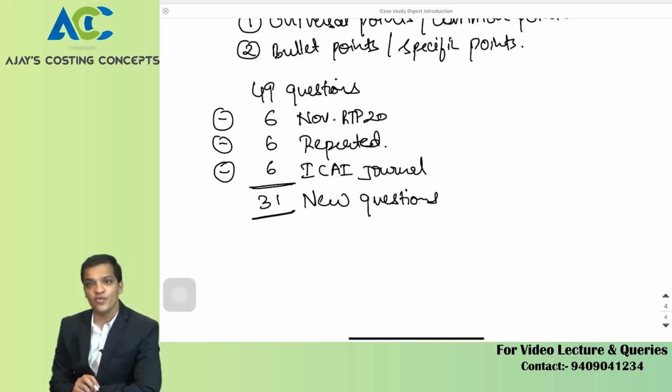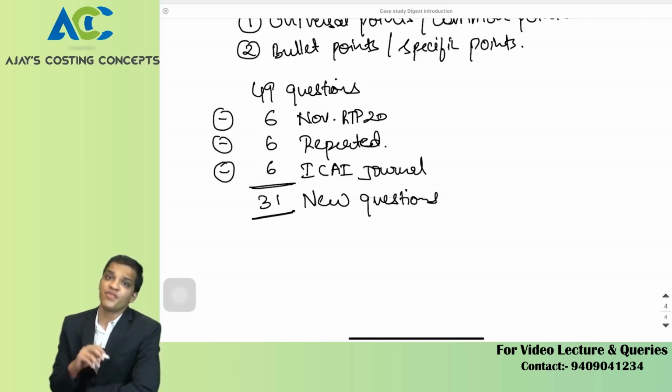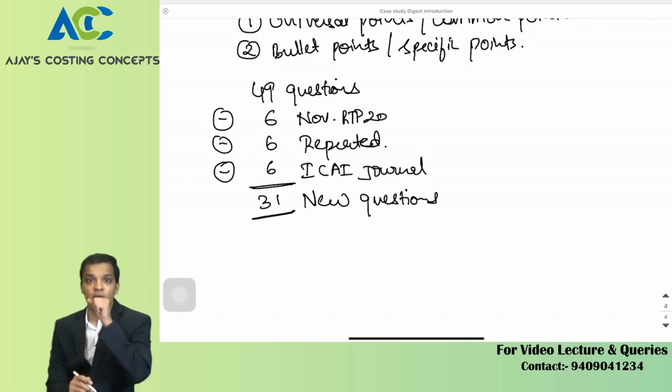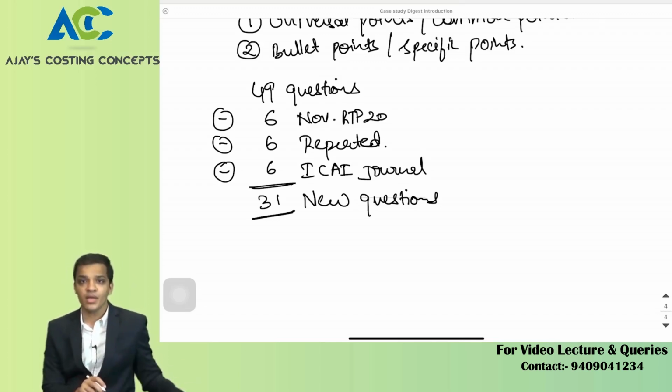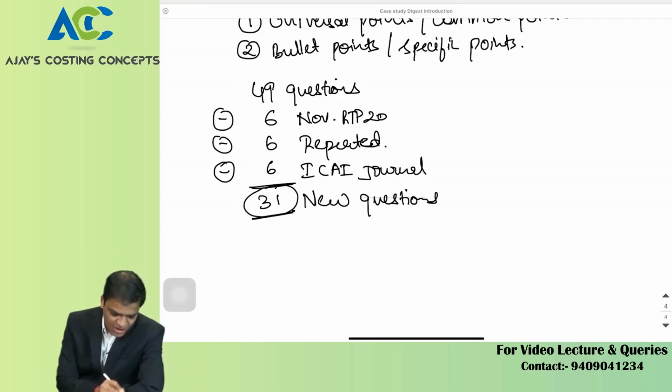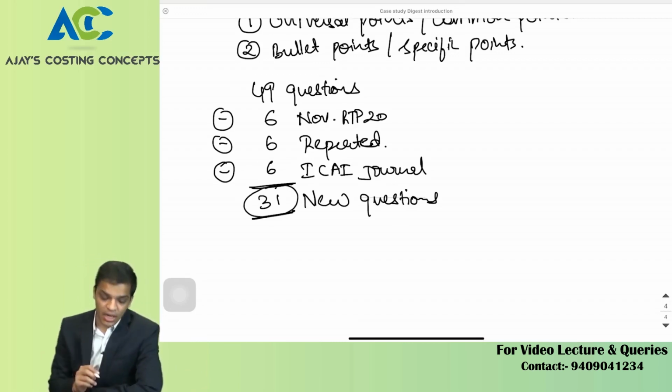From the November RTP, 6 questions are from there, 6 questions are repeated from the ICAI material itself, which are similar questions we can say, and 6 questions are, sorry, from the ICAI journal, which are again similar to what has been provided in your ICAI journal. Now 31 new questions. How shall we be dealing with these questions? I'll explain all 49 questions.